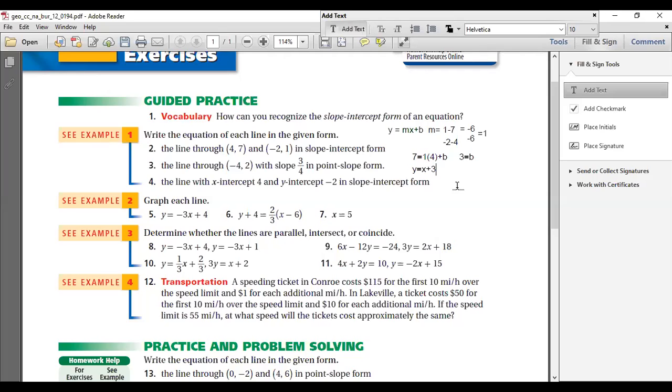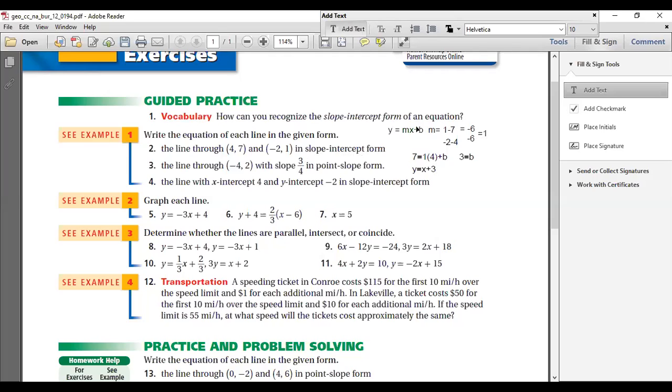Y is equal to x plus 3. Easy, isn't it? If you didn't understand, let me quickly repeat it. If they have given you two points and they're asking you to find the slope-intercept form, first write the slope-intercept form, then find the slope. In this question, we found the slope as 1, using the formula y2 minus y1 over x2 minus x1.